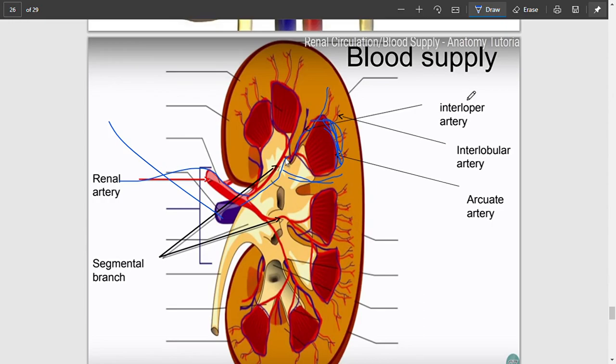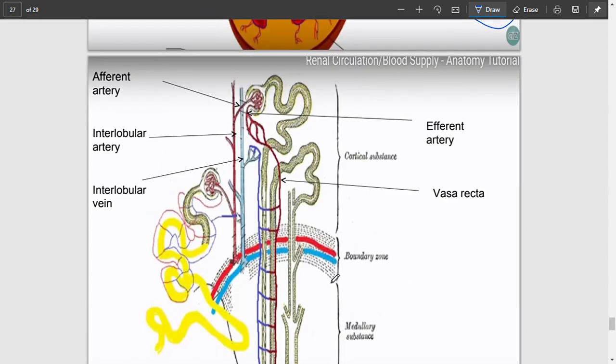This is not a P, this is a B. Okay, interlobular arteries, or they can also be called cortico-radiating arteries.